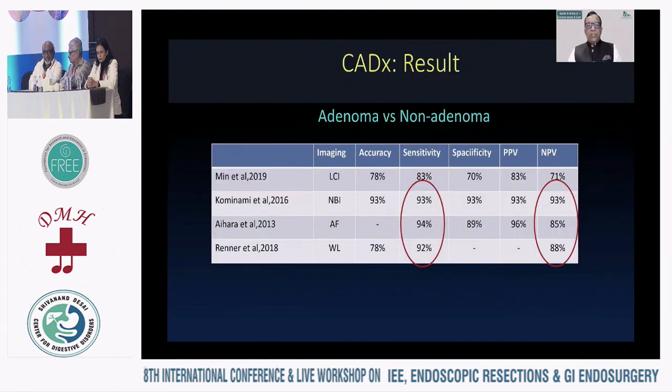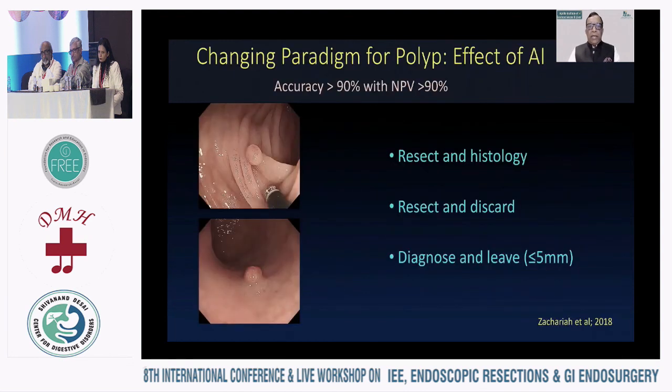There are a number of studies which have looked at CADx results for differentiating adenoma from non-adenoma, and the results are almost consistent with a sensitivity of 92 to 94% and negative predictive value almost reaching 90%. So this is likely to change our paradigm for polyp management, at least for small polyp management. From dissect and histology, we may move towards diagnose and leave if they are less than 3-5 millimeters and the artificial intelligence shows them to be non-neoplastic.